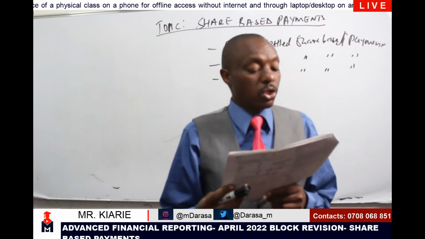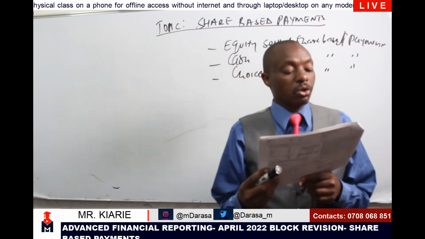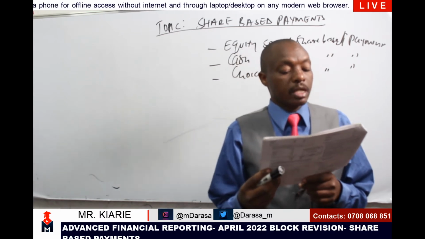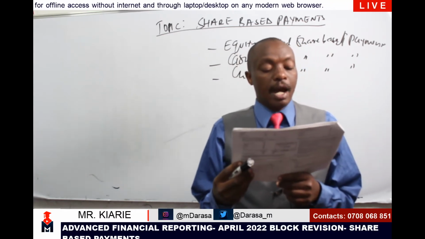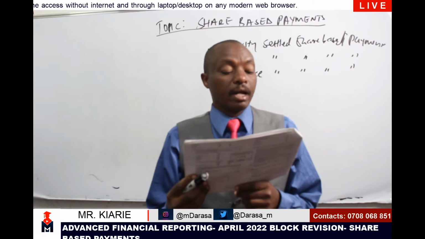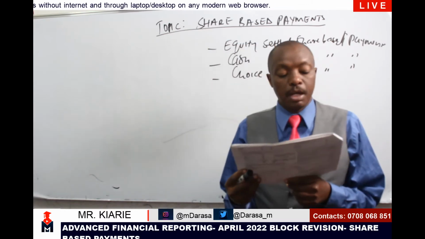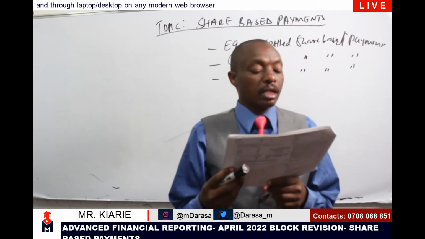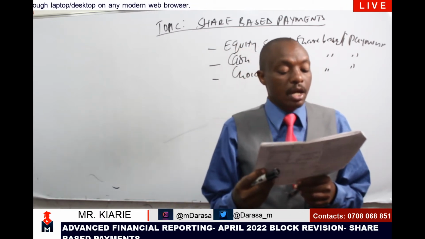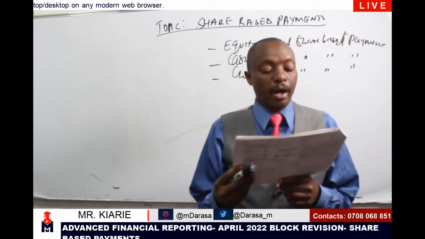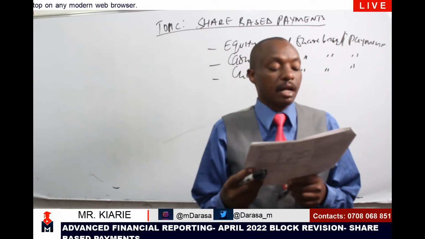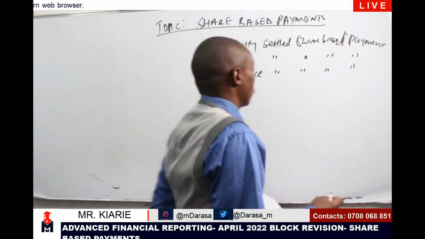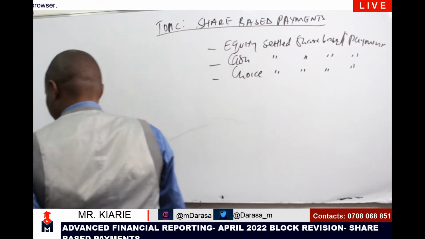Required: show how Beta Limited should report the transactions of the above scheme as per the requirements of IFRS 2 share-based payments over the 4-year period ending 31st March 2020. Assume that all the eligible employees will exercise their rights as of 31st March 2020. Solution.